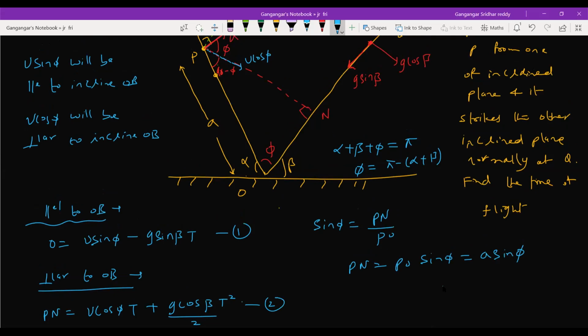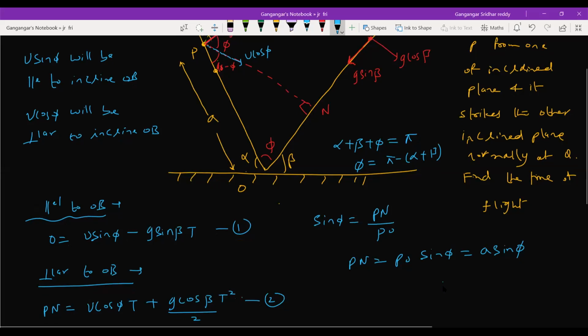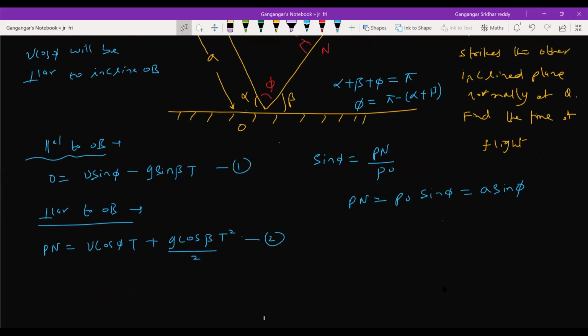As it moves from P to Q, what is the displacement perpendicular to incline OB is equal to Pn. So Pn equal to u cos phi t plus g cos beta t squared by 2. So what is further Pn? Pn is equal to A sin phi. So A.